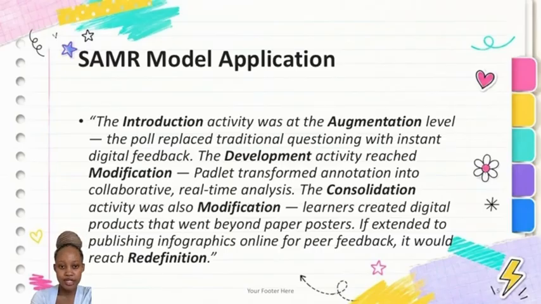The consolidation activity was also modification. Learners created digital products that went beyond paper posters. If intended to publish the infographics online for peer feedback, it would reach redefinition.